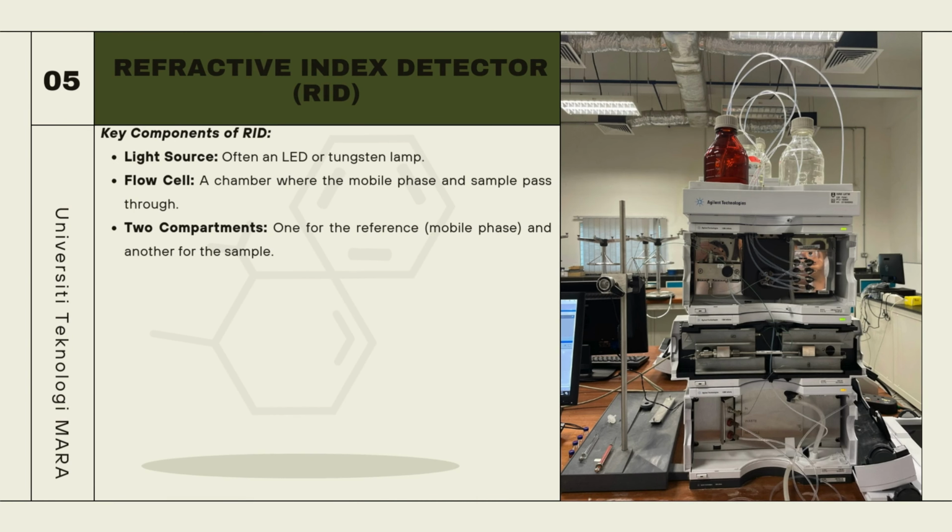The RID operates on a simple principle: when light passes through a sample, its speed changes based on the refractive index of the substance. RID measures this change in speed, indicating the difference in the refractive index between the sample and the mobile phase.